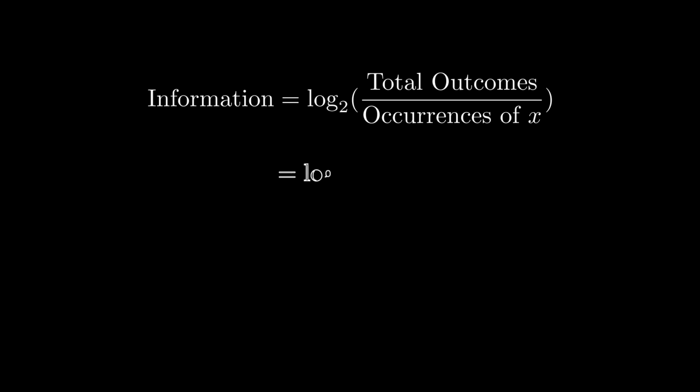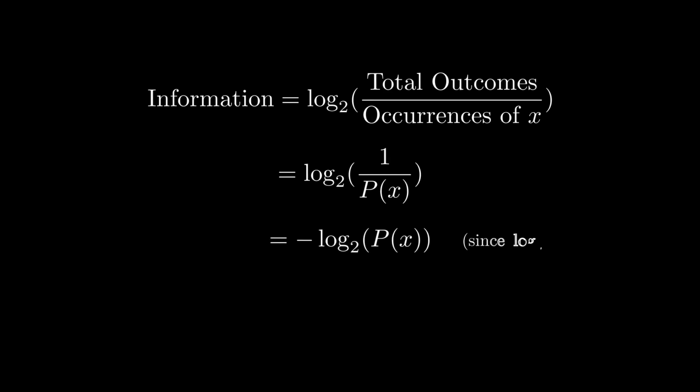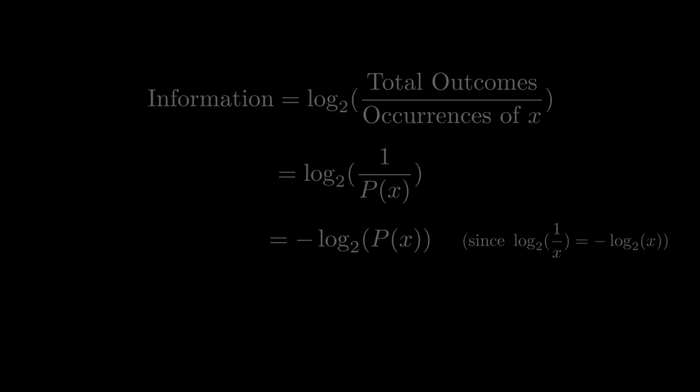That equals log base 2 of 1 over the probability of x, which equals minus log base 2 of the probability of x. That is just a property of the logarithm. Log of 1 over x is just equal to minus log of x.